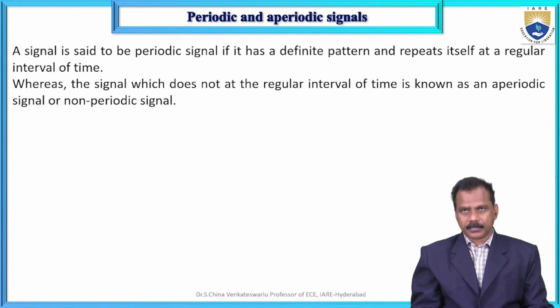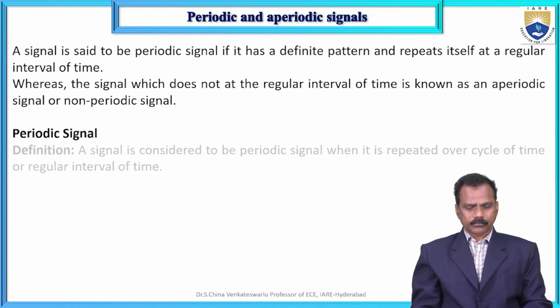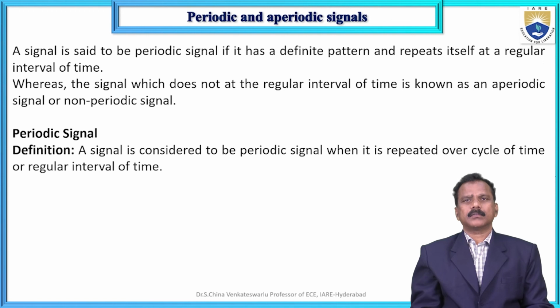The conditions in terms of periodic and aperiodic, we have already seen that. So how are we defining a periodic signal? The signal is considered to be a periodic signal when it is repeated over a cycle of time, or a regular interval of time.